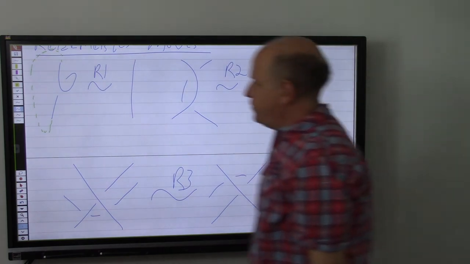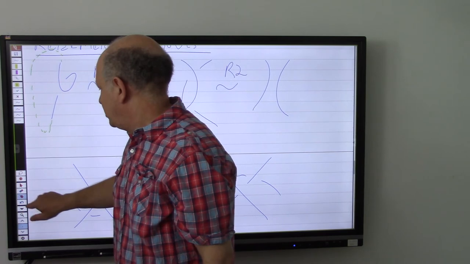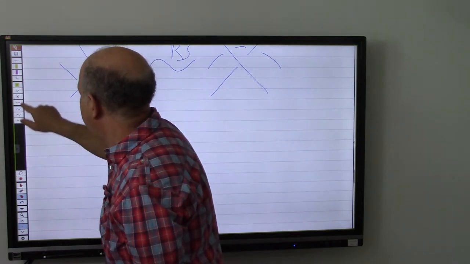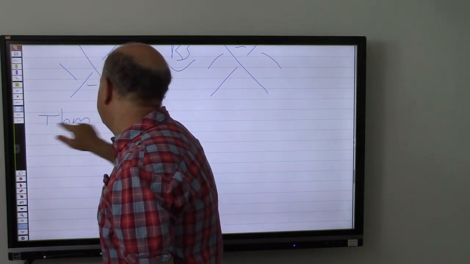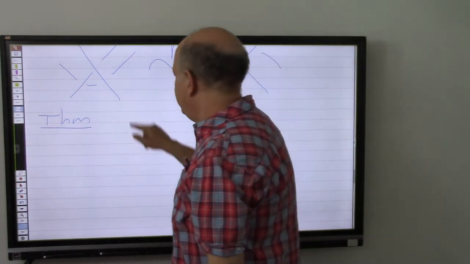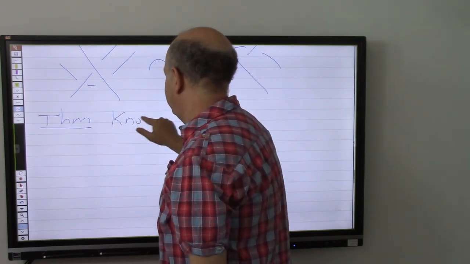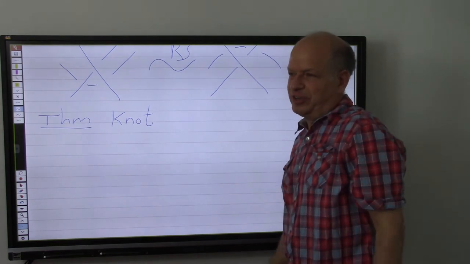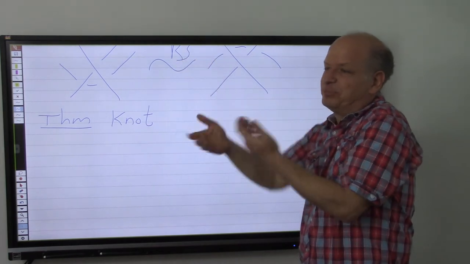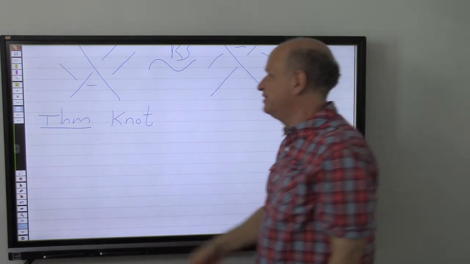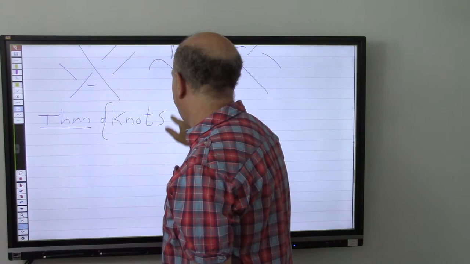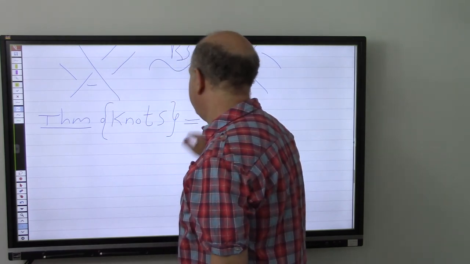Okay? And then the theorem, which I will not prove, but you can look it up in various textbooks, okay? So, a theorem. Well, of course I cannot prove the theorem. I haven't even formally defined what a knot is. I told you there are multiple definitions and I'm not even choosing which one it is.